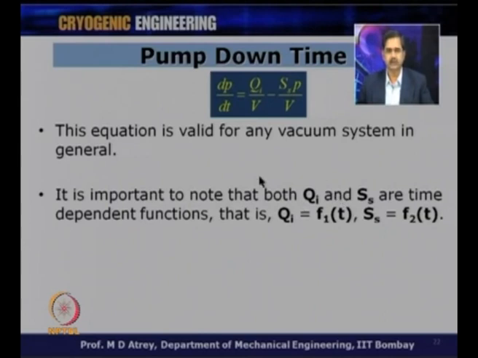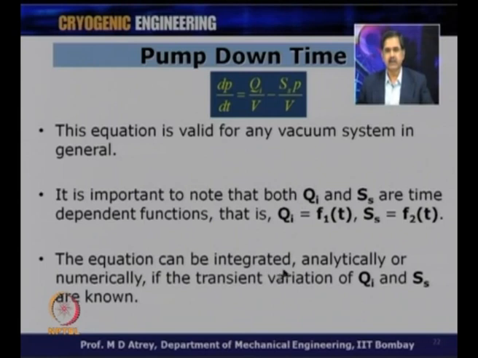The equation can be integrated analytically or numerically if the transient variation of Qi and Ss are known. If I know the function f1, a polynomial function or any other function, if I know the dependence of Qi on time, then I can put that function in this value and then integrate it. So, I should know some time dependent function of Qi. Similarly, I should know some time dependent function of Ss, and I could then put these expressions analytically in this particular expression and integrate it, and I can get the time to get some pressure from P1 to P2 or Pi to Pf.